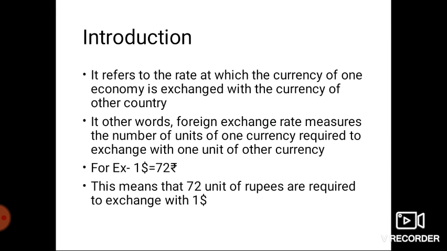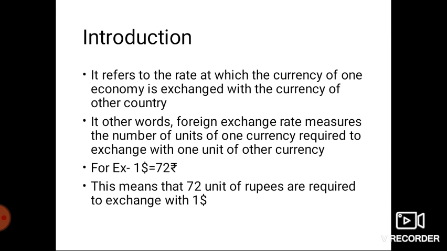Definitely yes. Now in brief, I want to say what is foreign exchange rate? The rate at which we exchange the domestic currency with the foreign currency is called foreign exchange rate. In simple words, for example, $1 is equal to 75 rupees. This is called a foreign exchange rate.